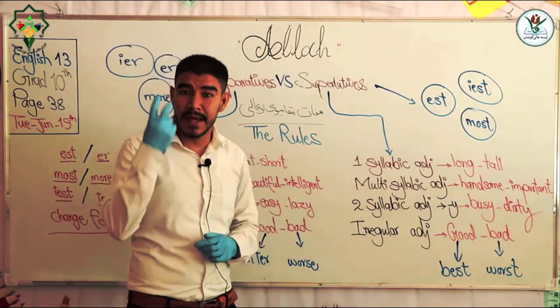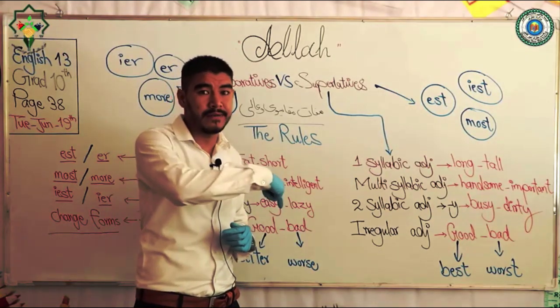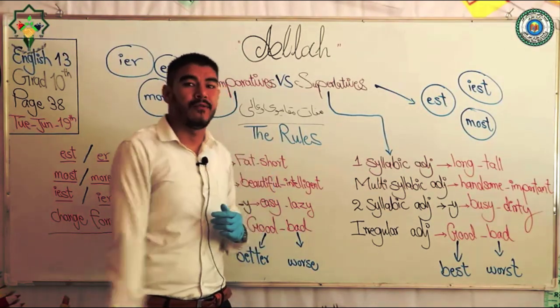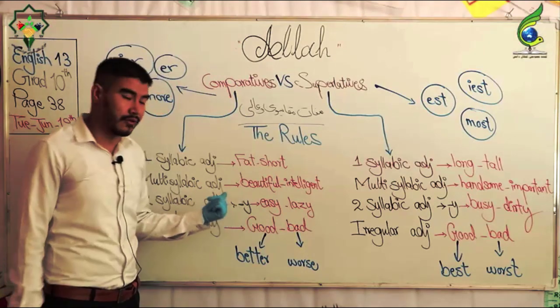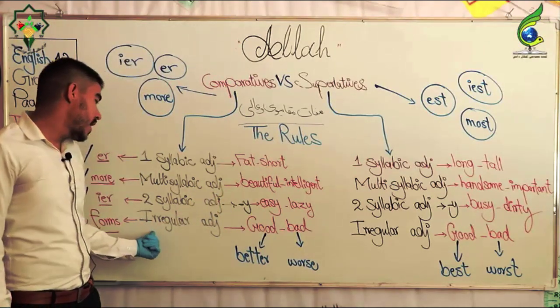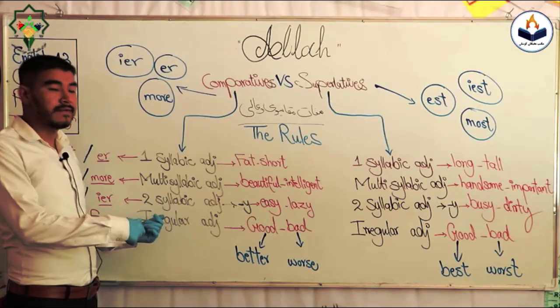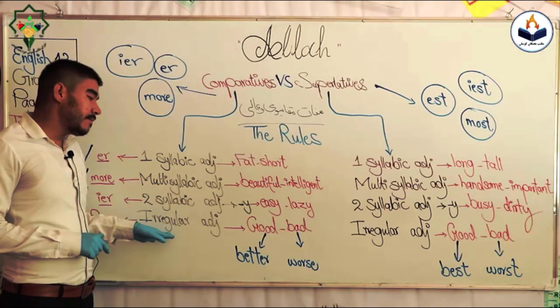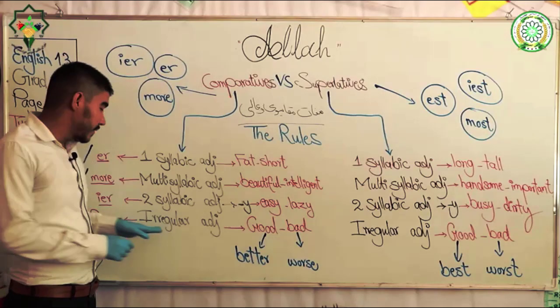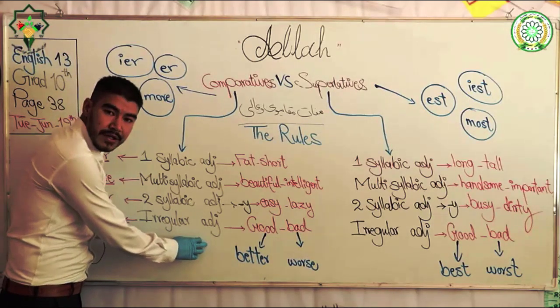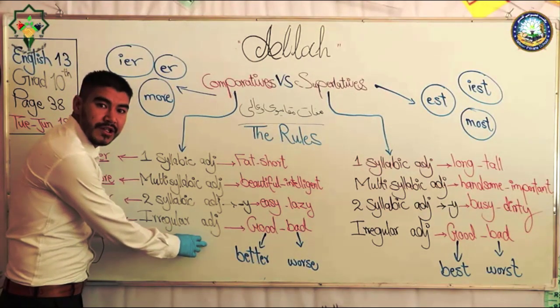Lazy has two syllables and the end of the word is a y. Okay, this is the third rule. And the last one, irregular adjectives. You should know about the irregular adjectives. In this comparative adjective grammar, these irregular adjectives are changing their forms.